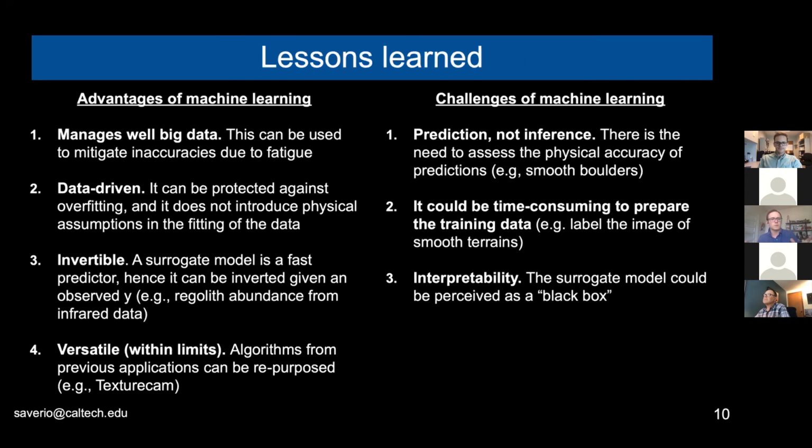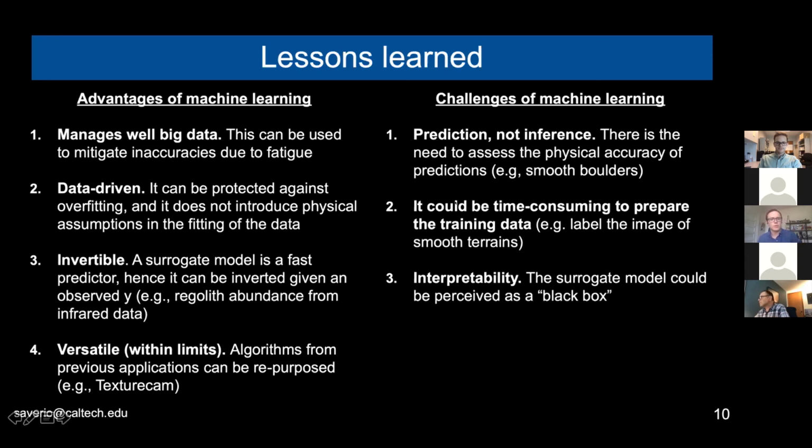So to wrap up these two case studies, the advantages of machine learning are that, of course, it manages big data well. You have this large data set of images, and you can find smooth areas, for instance. It's data-driven in the sense that we can protect against overfitting the data and not introduce physical assumptions. It's invertible because it's a very fast algorithm, so you can do statistical analysis with it, and it is also versatile. In particular, for instance, the software that we customized for searching for smooth terrains.